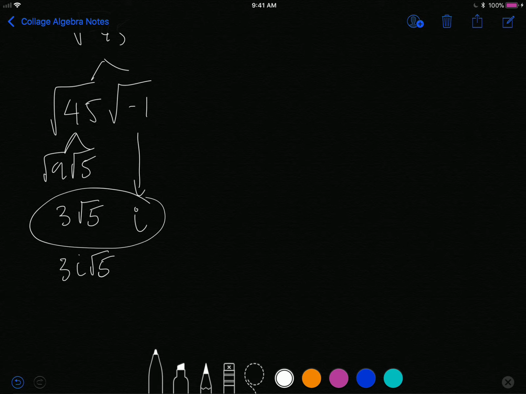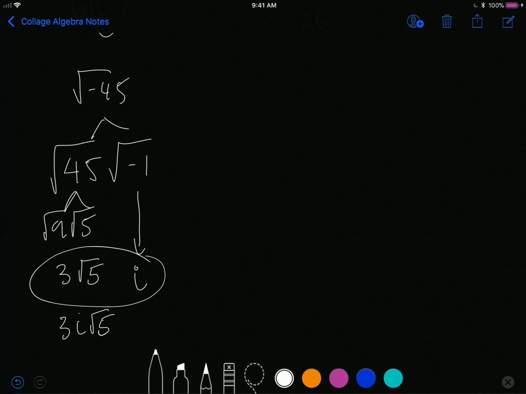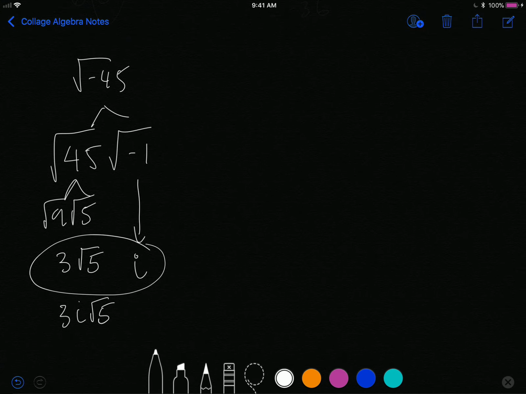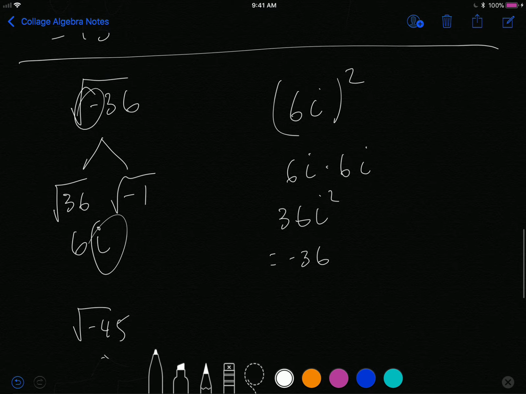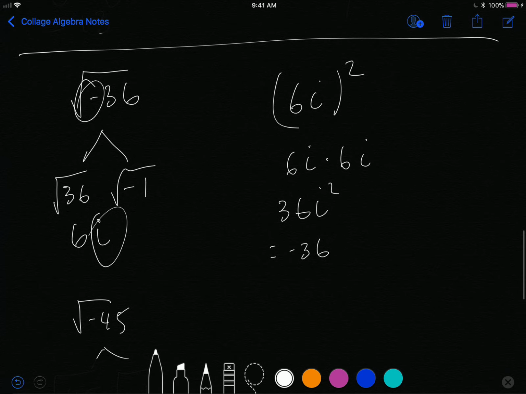3 radical 5i or 3i radical 5. Either way is fine. But that's how you simplify when you have a negative sign under the radical that doesn't break down nice and neat, like in the first example.